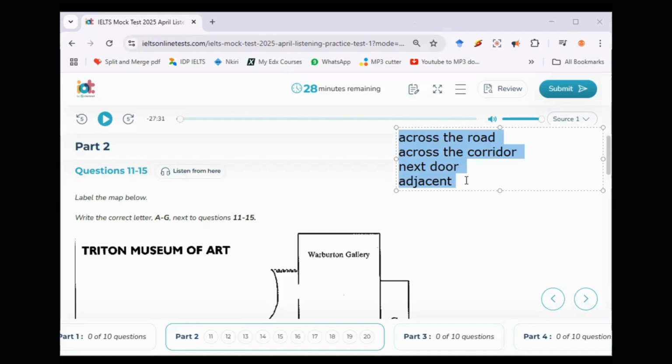Rewind and replay and rewind and replay until you are able to pick all these direction markers. That exercise is what we call self-correction. That is what you should do.